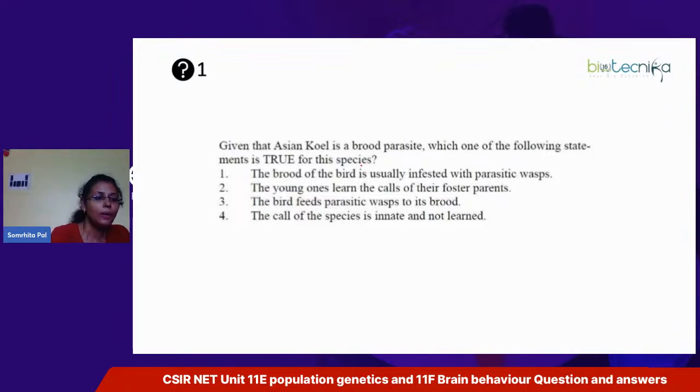Yes, Rahul, we will do it. The first option is the brood of the bird is usually infested with parasitic wasp. The second, the young ones learn the calls of their foster parents. The third, the bird feeds parasitic wasp to its brood. The fourth, the call of the species is innate and not learned.